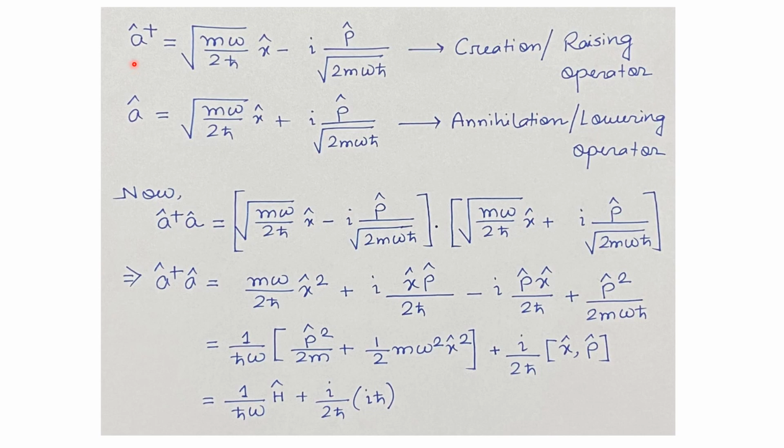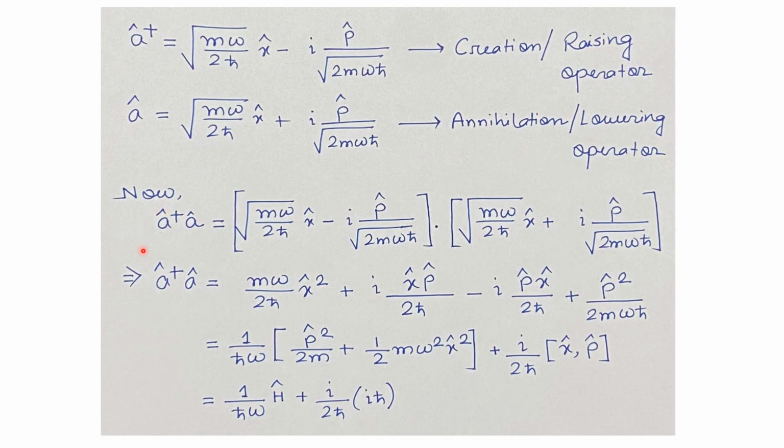Basically, it is raising the state by 1. That is why it is known as creation or raising operator. Similarly, when the operator a cap acts on a harmonic oscillator state n, it returns the state n minus 1. So basically it annihilates or lowers the state by 1. That's why the name of this operator is annihilation or lowering operator.